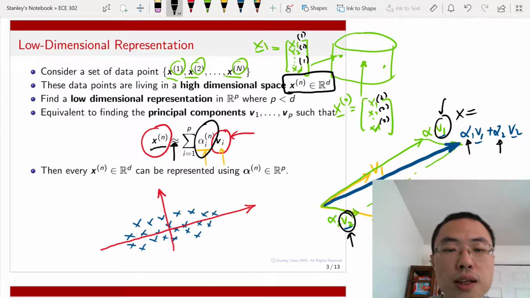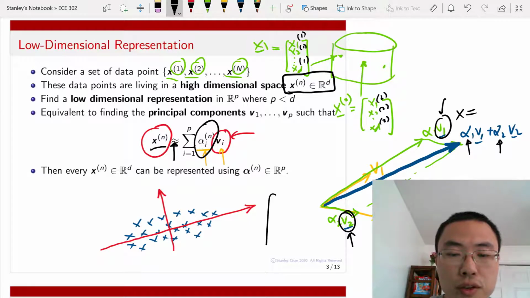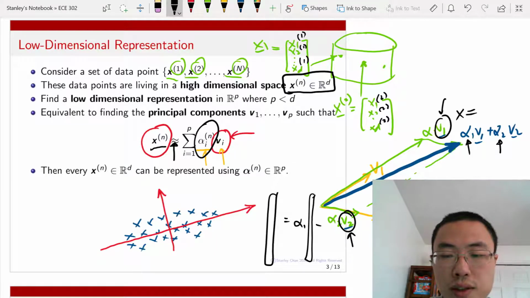And therefore, if you have a very, very long vector, and this is your long vector, and I say that this long vector can be represented as alpha_1 times one vector plus alpha_2 times another vector, you do not need to remember this long vector anymore.